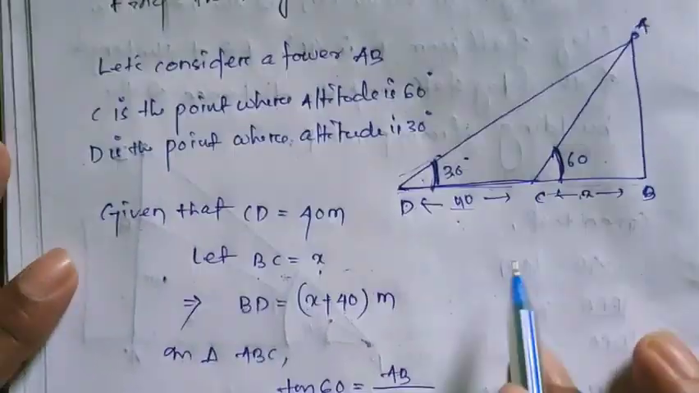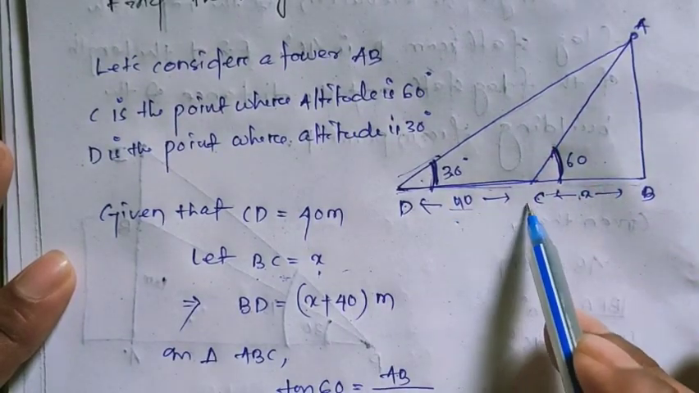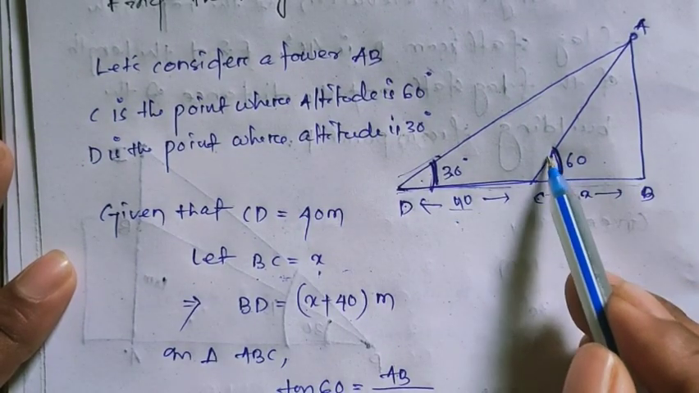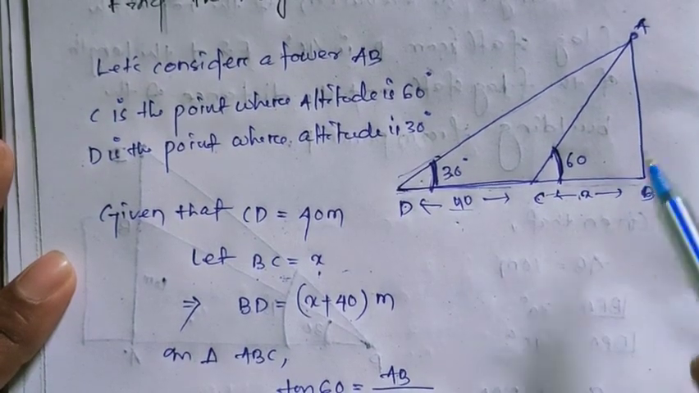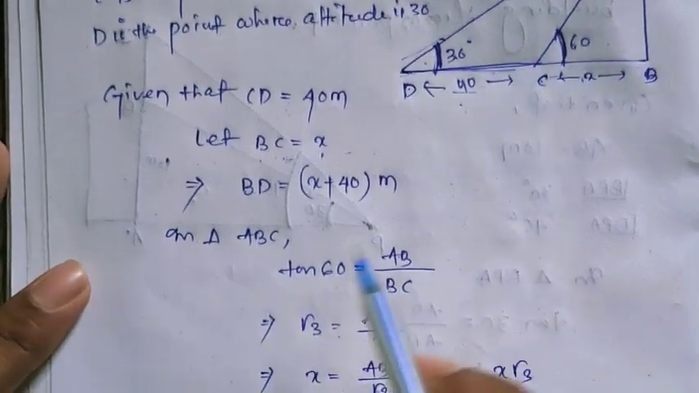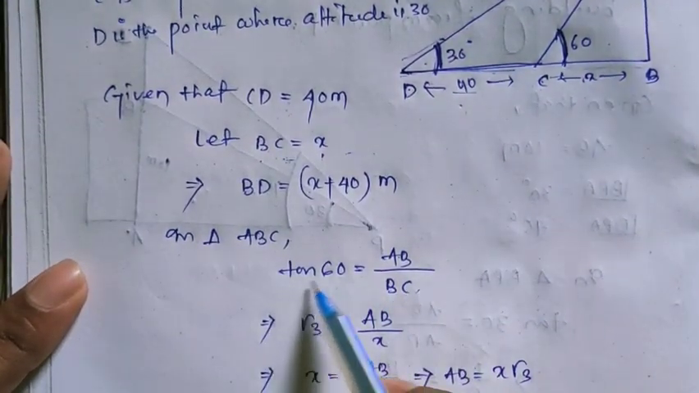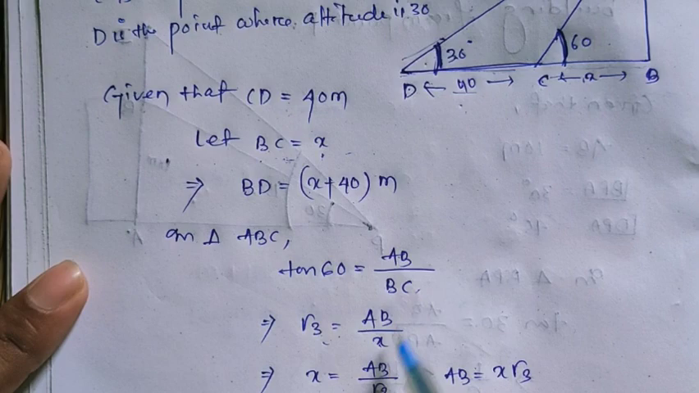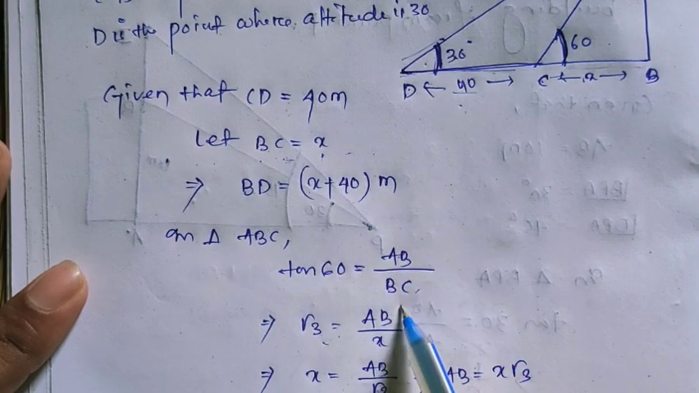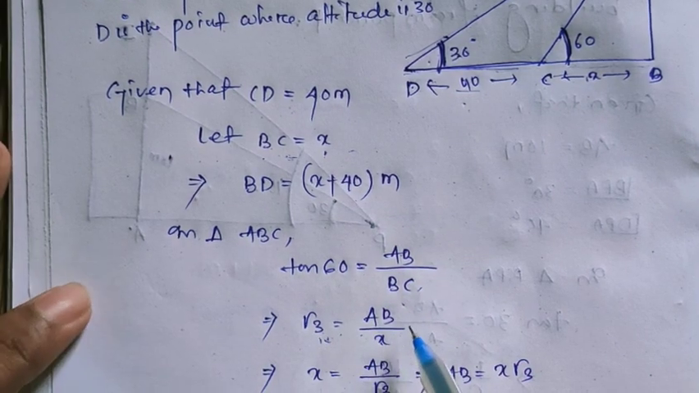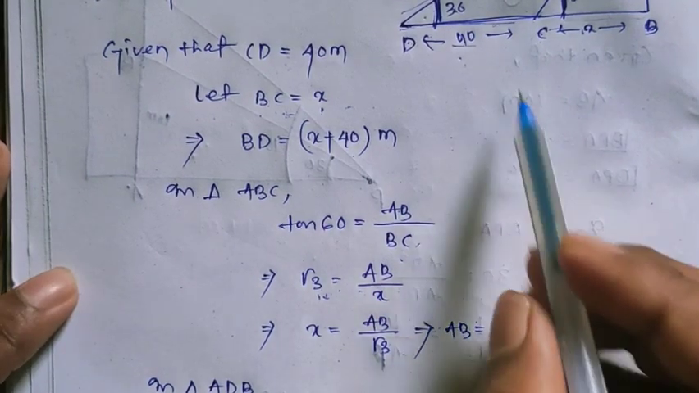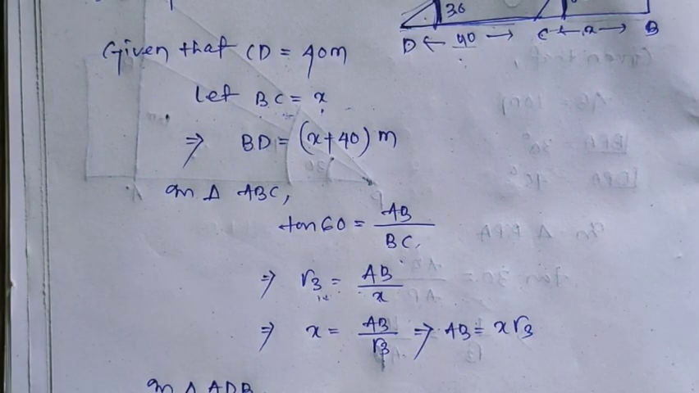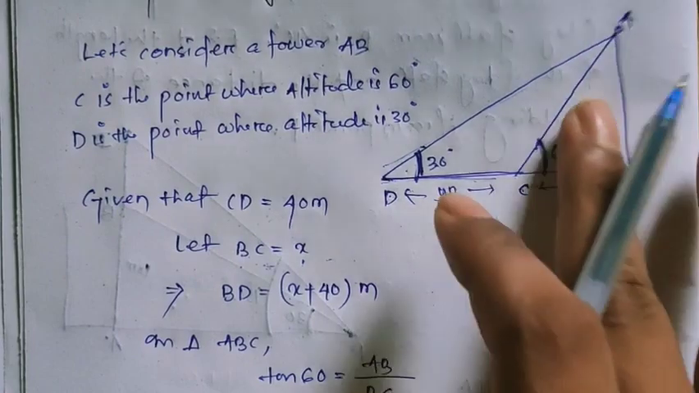Now in triangle ABC, I can find tan 60 is equal to AB by BC. Tan 60 is equal to root 3, and BC we have already taken as x. So root 3 is equal to AB by x, from where AB is equal to x root 3. So we have found AB is equal to x root 3. Understand?